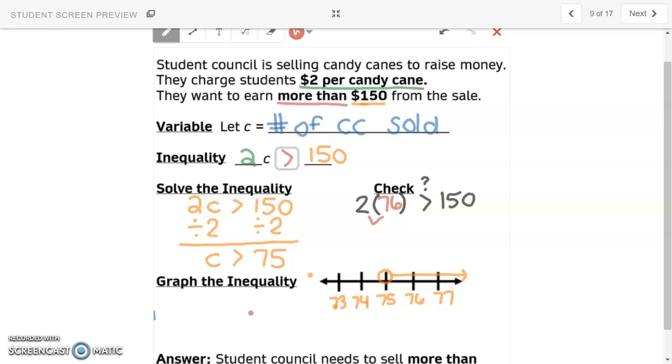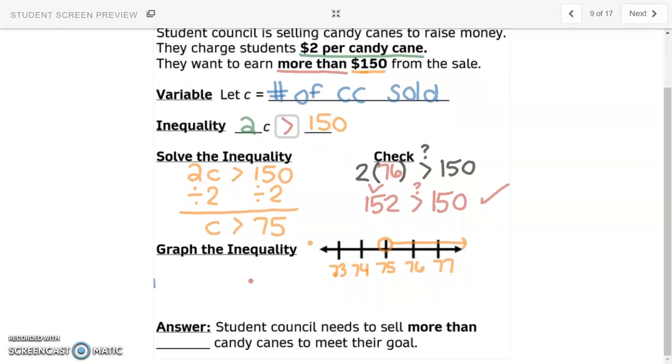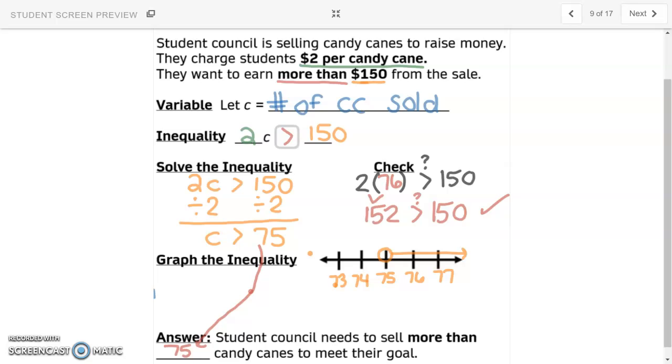So if we do this, again, you can just plug in any number that is greater than 75. So if we put in 76, 2 times 76 gets us 152. Is that greater than 150? Sure is. So you can give it a check mark. You know that you did your steps correctly. So our final answer is student council needs to sell more than 75 candy canes, which came right from here. And that's exactly how you would do one of these word problems like this.